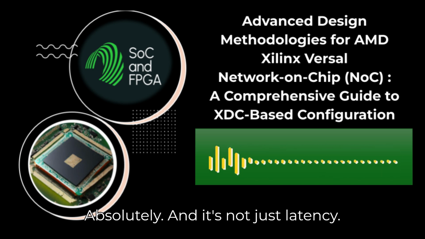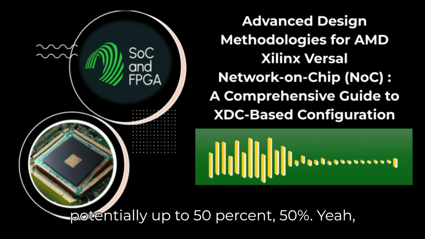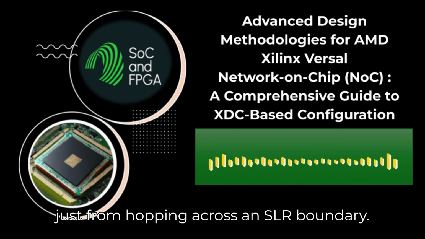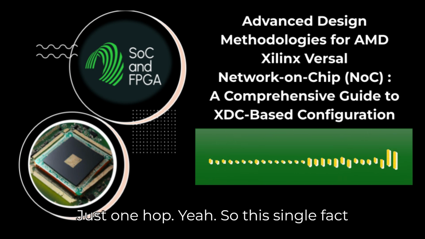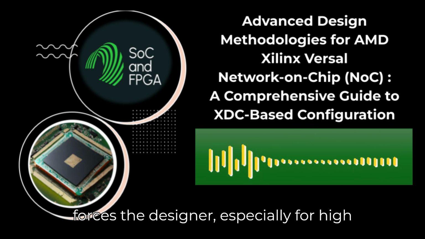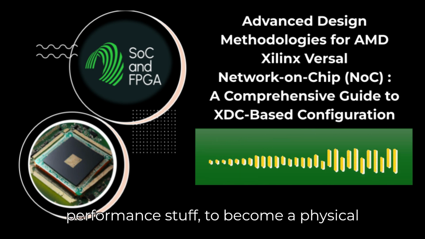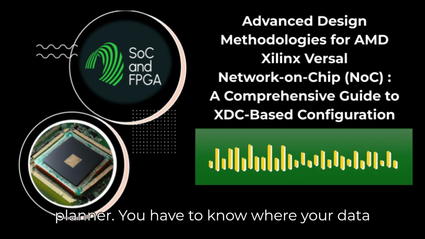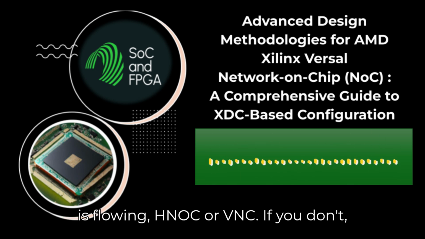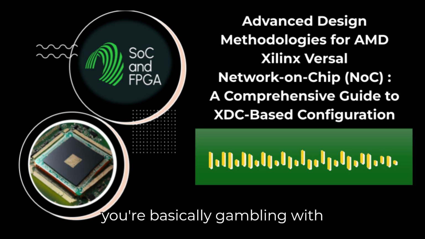Absolutely. And it's not just latency. You could also see a bandwidth drop, potentially up to 50%. 50%? Just from hopping across an SLR boundary? Just one hop, yeah. So this single fact forces the designer, especially for high-performance stuff, to become a physical planner. You have to know where your data is flowing, HNOC or VNOC. If you don't, you're basically gambling with performance.